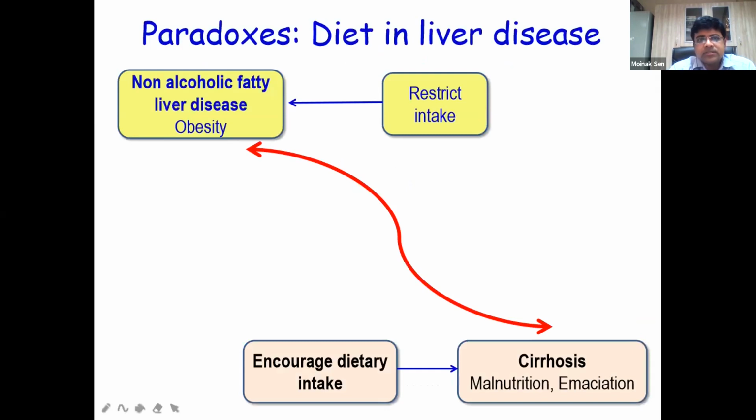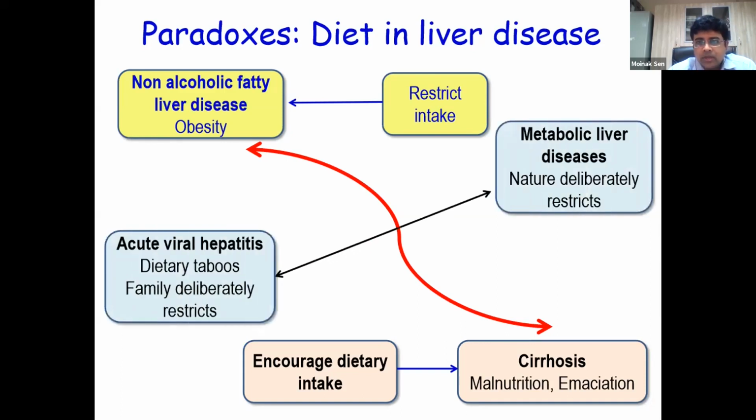If you look at liver diseases, you have paradoxes in the diet in liver disease. On one hand, you have obesity where you are restricting intake. On the other hand, you have cirrhosis where a patient is malnourished or emaciated and dietary intake is encouraged. Now look at the other paradox. On one hand, you have acute viral hepatitis where the family restricts deliberately and has dietary taboos. And on the other hand, there are metabolic liver diseases in which nature deliberately restricts the intake of certain food items.